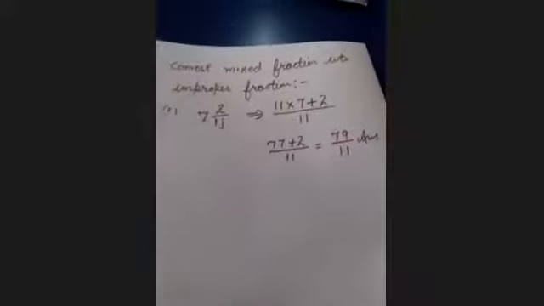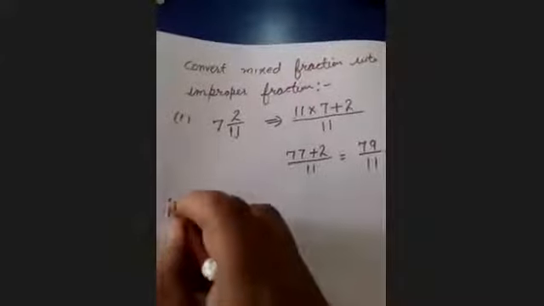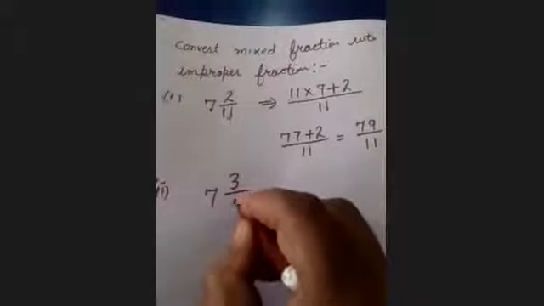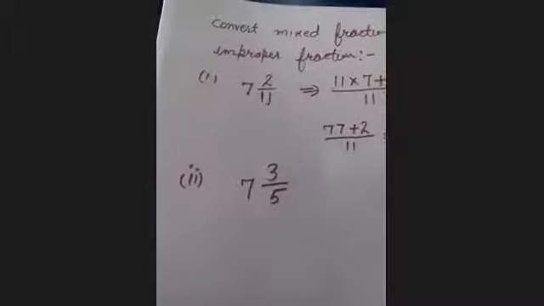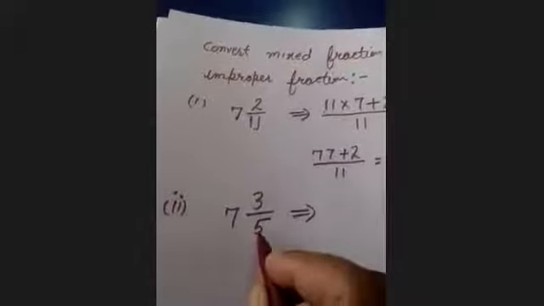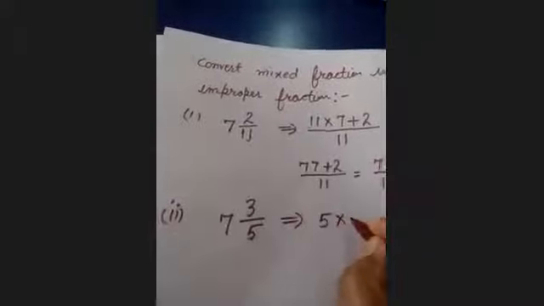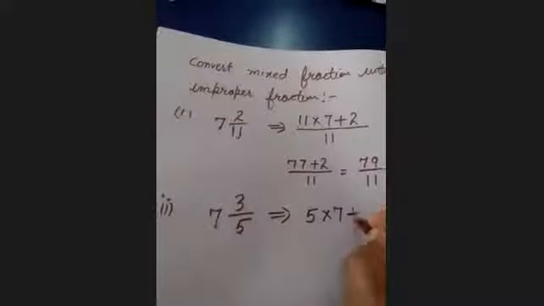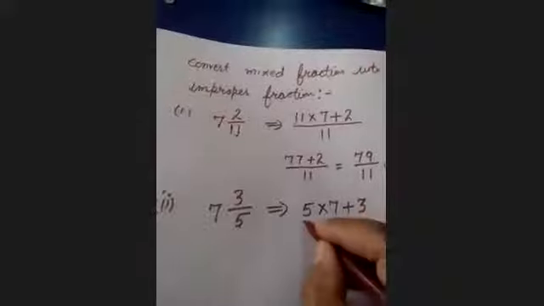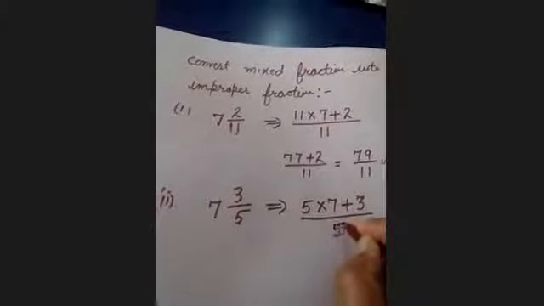Now we'll consider one more example, that is 7 3/5. Using the same method, first we will multiply 5 by 7, then plus 3, and denominator 5 as it is.